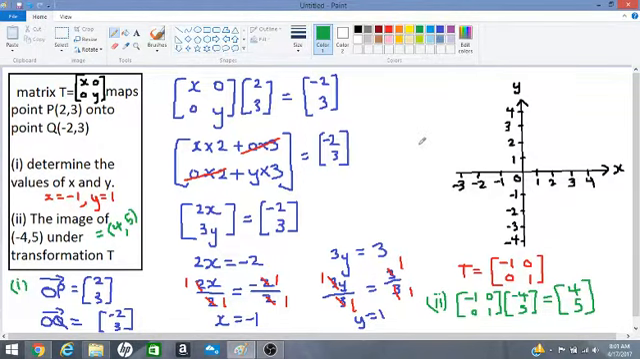And one more thing to do is to show what type of reflection this is. So point P is 2, 3. I'm plotting it on the Cartesian coordinate plane here, 2, 3. Point Q is negative 2, 3. So we can clearly see that this is a reflection in the y-axis. So this T matrix in red is used to reflect points in the y-axis.